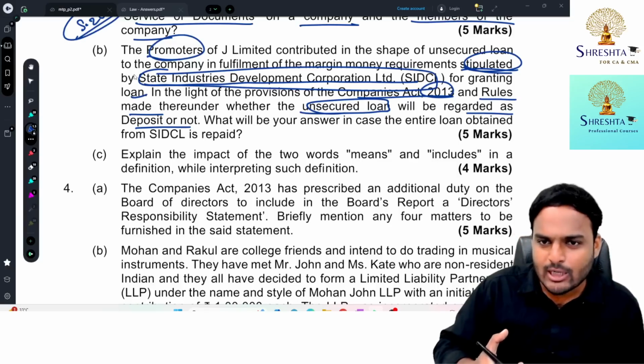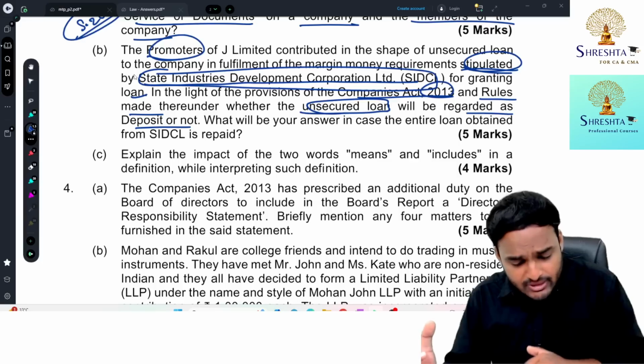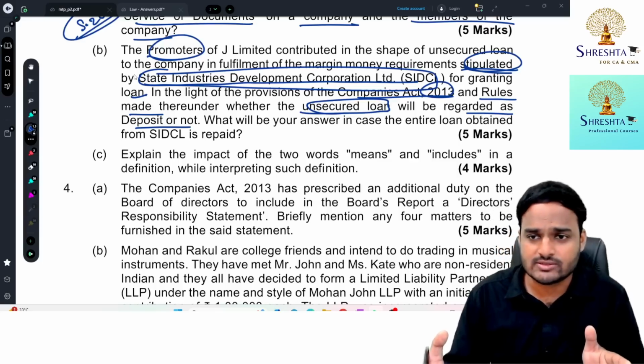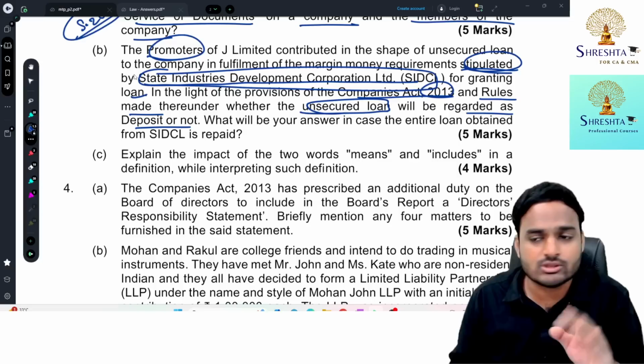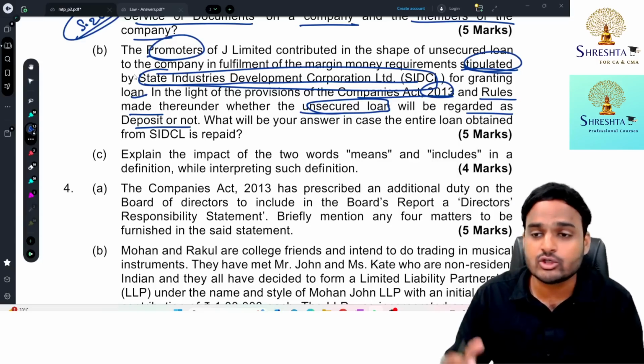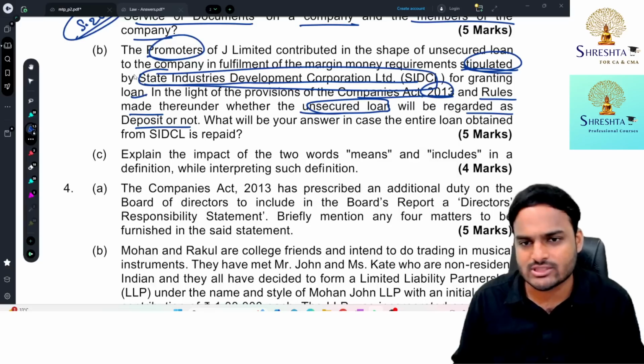Once company repays loan to State Industry Development Corporation Limited, at the same point of time, company has to return unsecured loan to the promoters. Till the date of repayment, it is not treated as deposit. Till the date of repayment to the lender, unsecured loan from promoter is not treated as deposit.